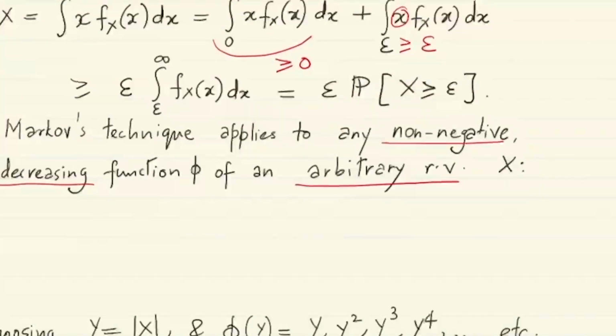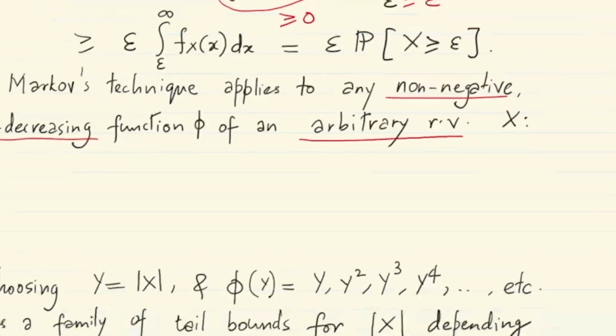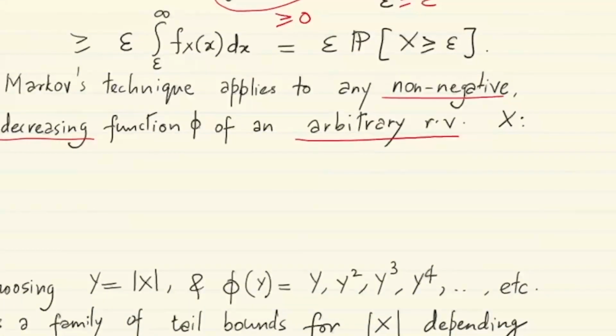So having seen Markov's inequality, a very simple but insightful observation is that the technique used to derive Markov's inequality can be applied to any non-negative, non-decreasing function phi of an arbitrary random variable x. So x here does not need to be non-negative, whereas in Markov's inequality you needed x to be non-negative, and this happens the following way.